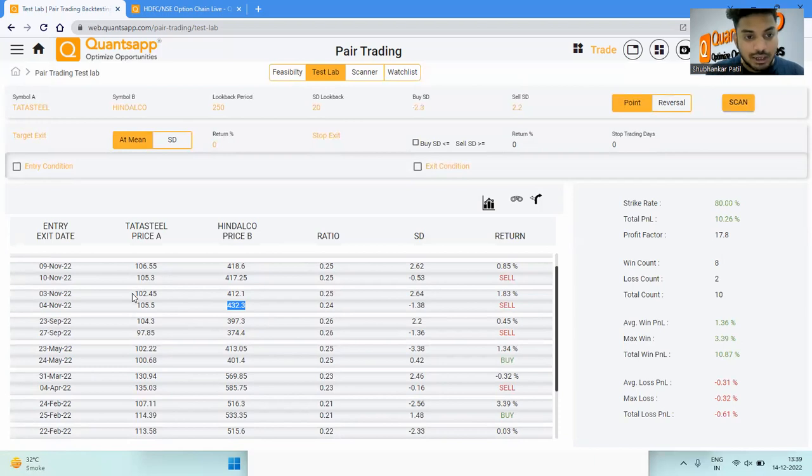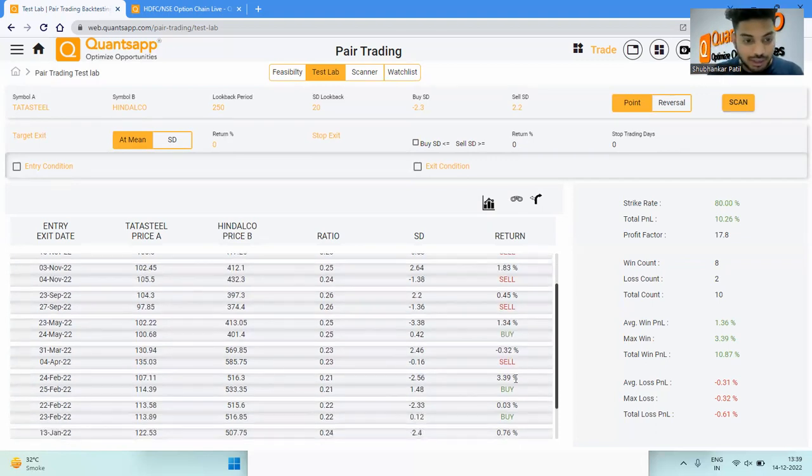So just think about it. Even this went up, right? Even this went up. There was a sell signal. What happened over here is Tata Steel went up, which is okay, but Hindalco went up even more. And the net difference was 1.8%, which gave you a profit. Similarly, in this zone as well.